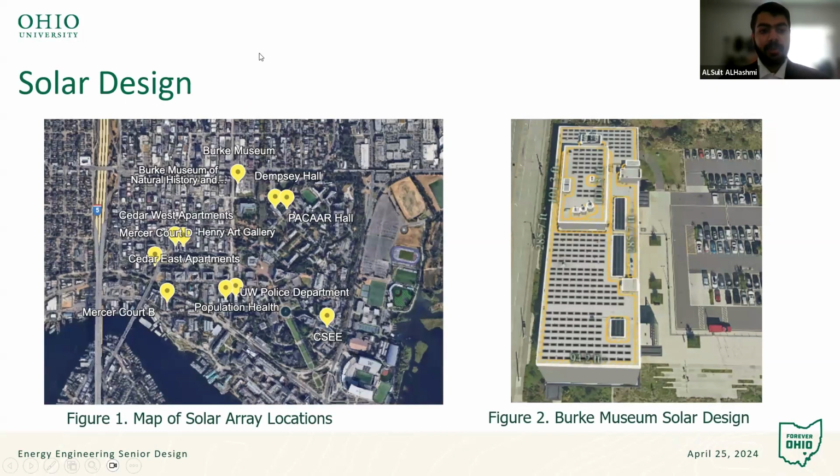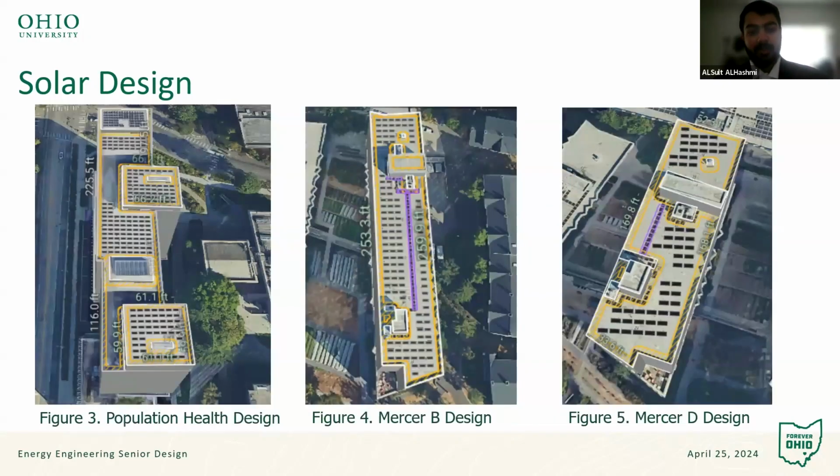Here is the map of our buildings. We chose 10 buildings, which have a positive savings. So we had originally 14 buildings, and 10 of them worked for us and had good designs. So right to it, the Burke Museum, which is one of the best of our designs, gave us a good lifetime savings and a good annual production. And if you can go to the next slide, Brian. Here's the rest of our buildings.